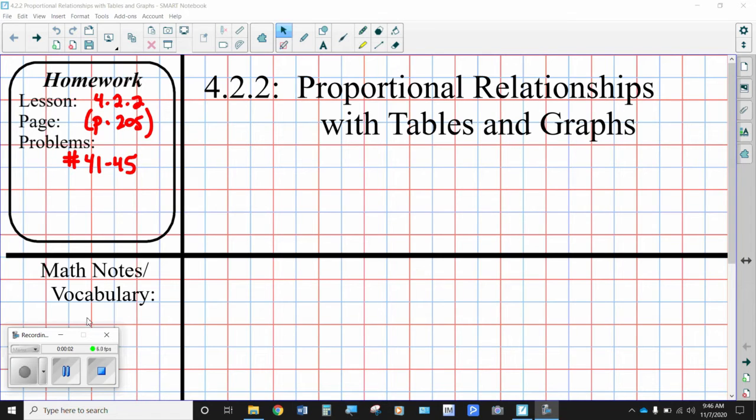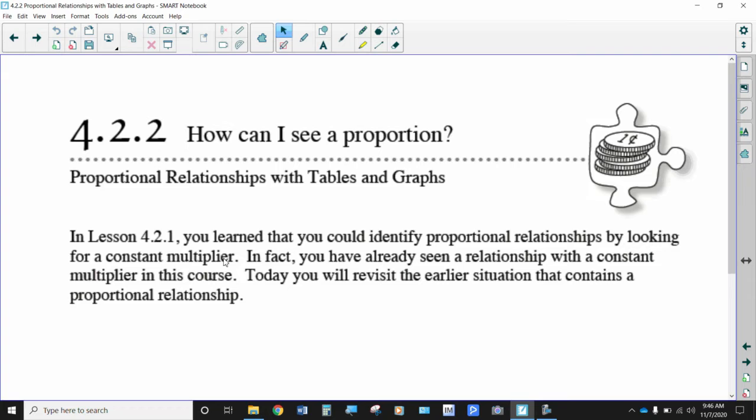All right, let's take a look at our lesson for 4.2.2. This is looking at proportional relationships and how they look in tables and graphs. It says in lesson 4.2.1, you learned that you can identify proportional relationships by looking for a constant multiplier. In fact, you have already seen the relationship with a constant multiplier in this course. Today, you will revisit the earlier situation that contains a proportional relationship.